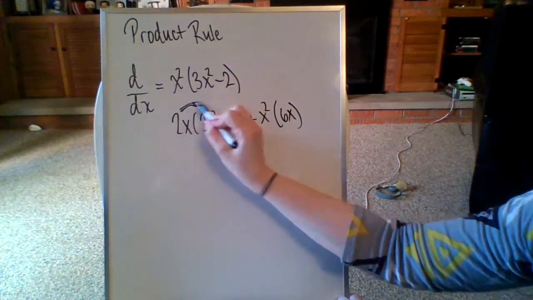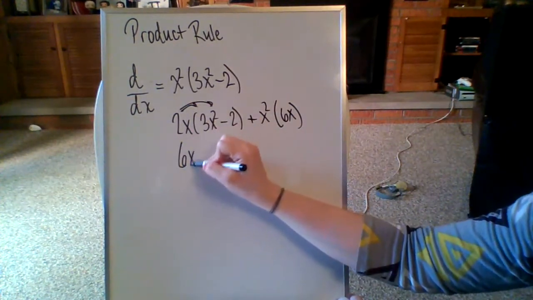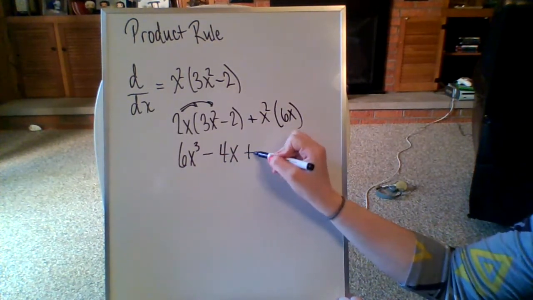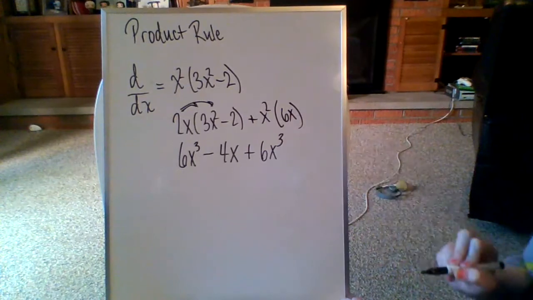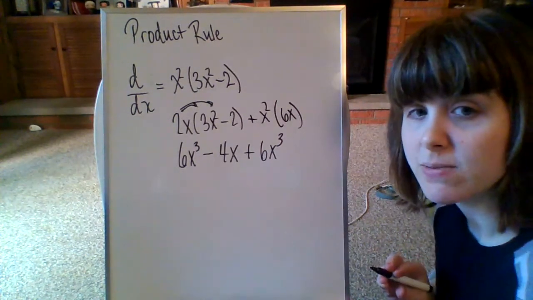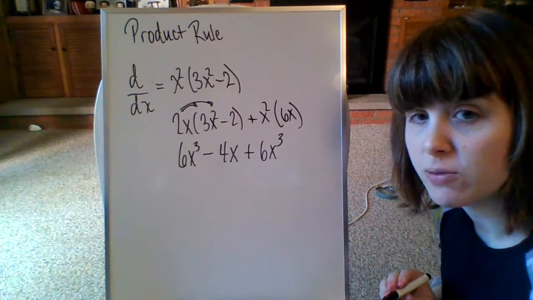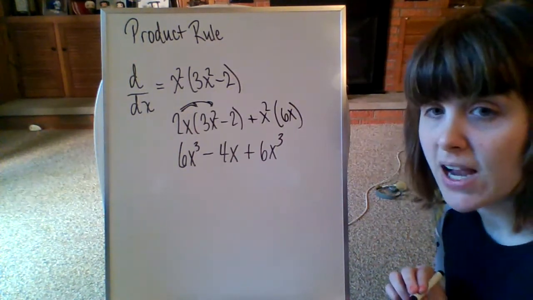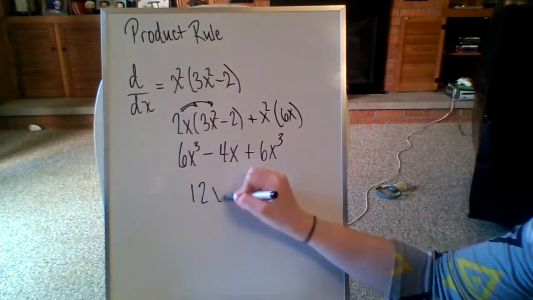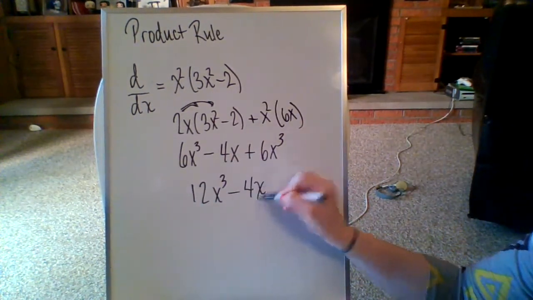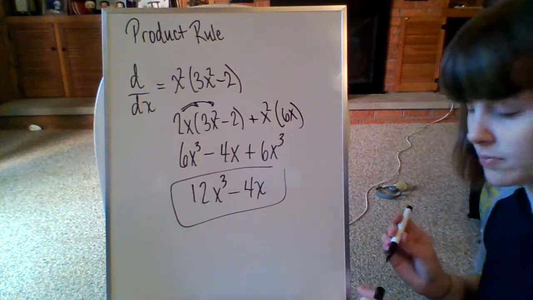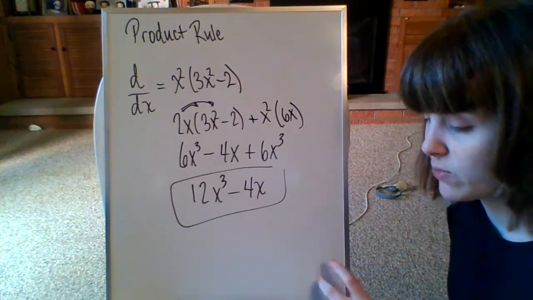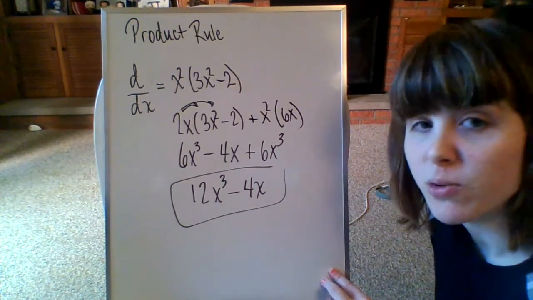So we're going to distribute this. Okay, so 6x to the third minus 4x plus 6x to the third. Now, I see some like terms. I see 6x to the third plus 6x to the third. So if you add those together, we're going to have 12x to the third minus 4x. And that's it. Okay, so that is one example of the product rule. I have one more that's a little bit harder.